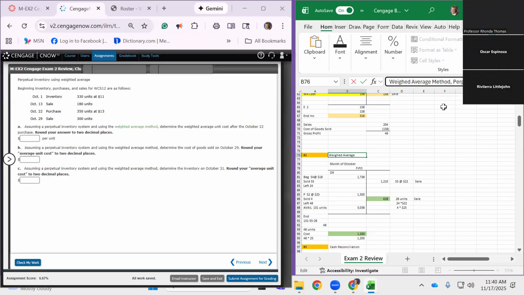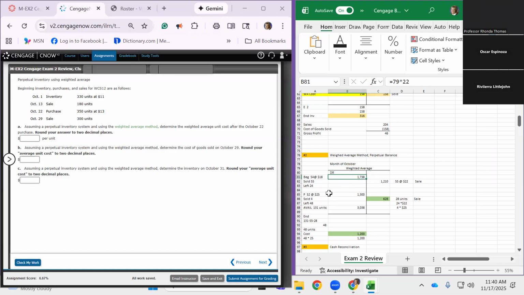Okay, and this is perpetual balance. Perpetual balance means that you're constantly going to know what remains in inventory after every sale and after every purchase. So first of all, this is the month of October. I'm going to put weighted average here. That's our cost flow assumption.